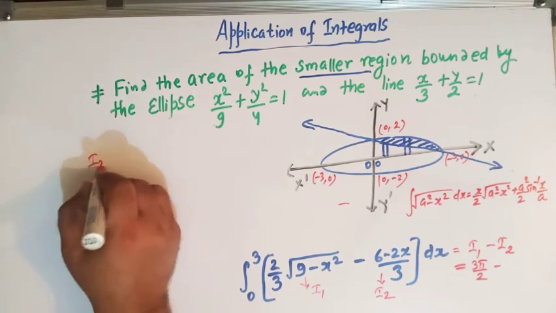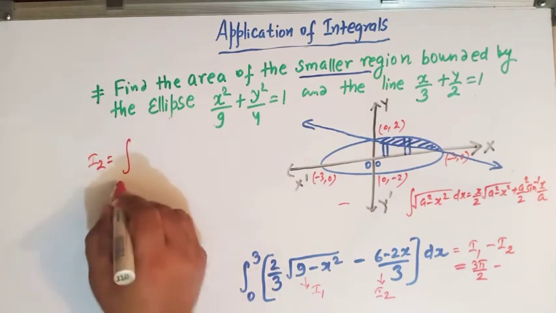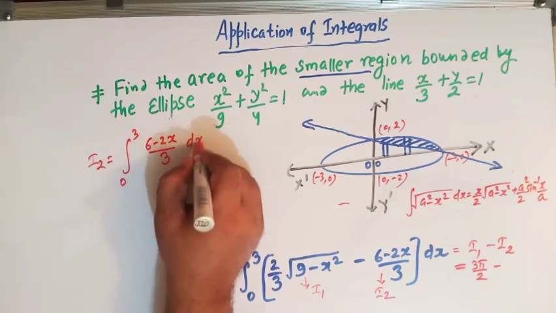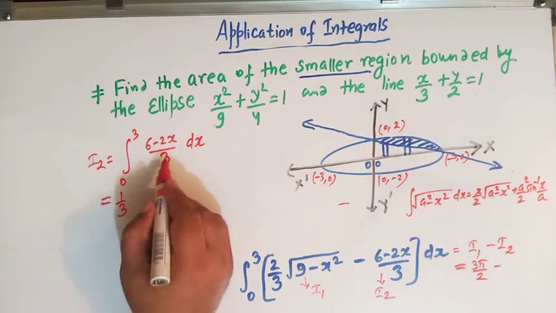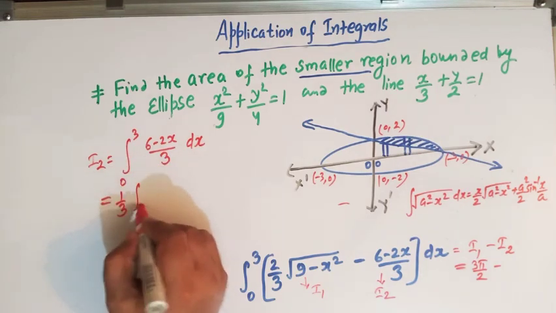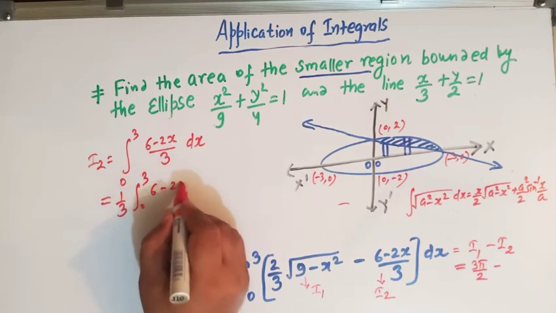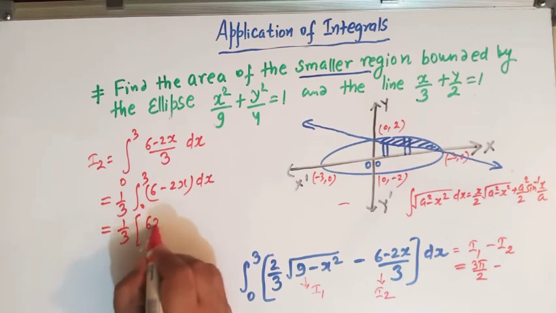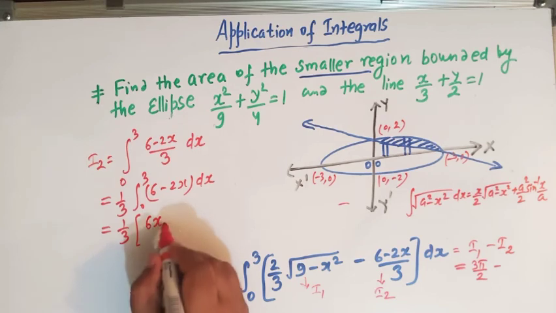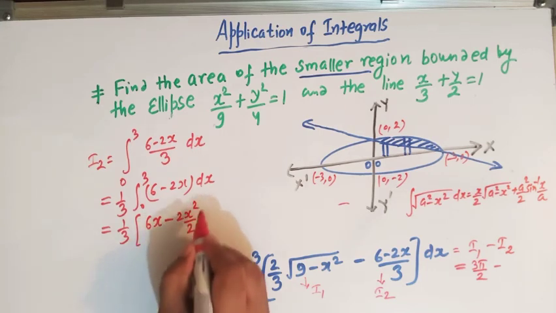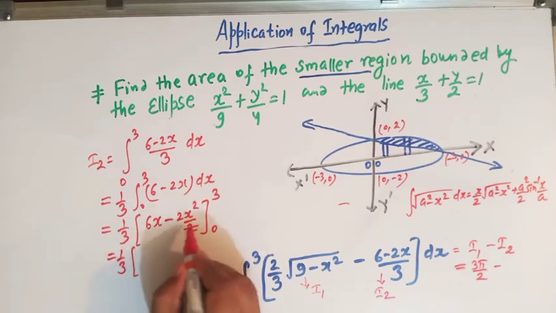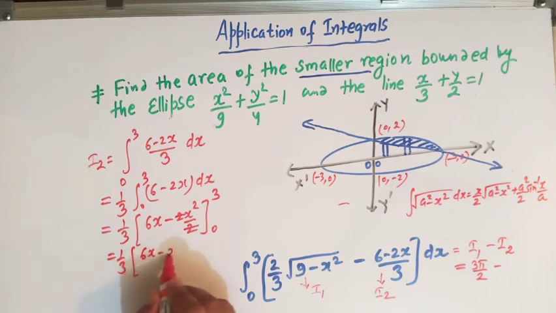Now I2 is the integral from 0 to 3 of 6 minus 2x by 3 dx, and this is 1 by 3. Taking 3 out of the integral, we have the integral from 0 to 3 of 6 minus 2x dx, and this is 1 by 3 times the integral of 6, which is 6x, minus 2x square by 2, from 0 to 3. Now this is 1 by 3, 2 and 2 get cancelled, so we have 6x minus x square, from 0 to 3.